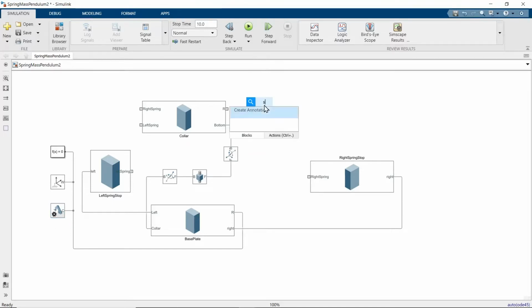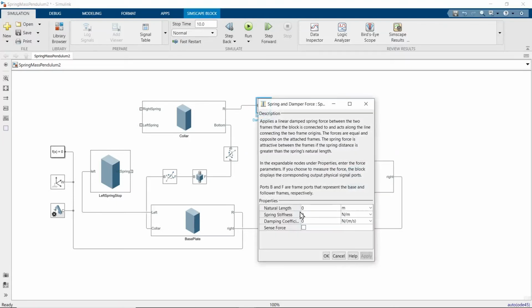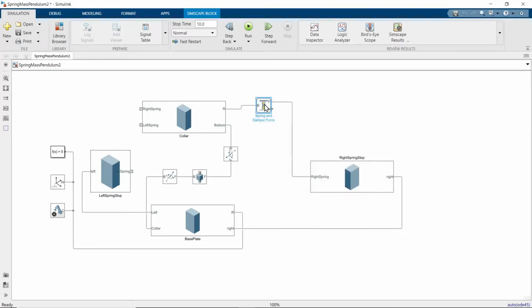Okay, now let's connect our springs between these two. So we type in spring and damper force. Connect one side here and the other side here. And we said the natural length was 1. Spring stiffness is 100. And we'll sense the force and apply. And we'll do the same for the other side.